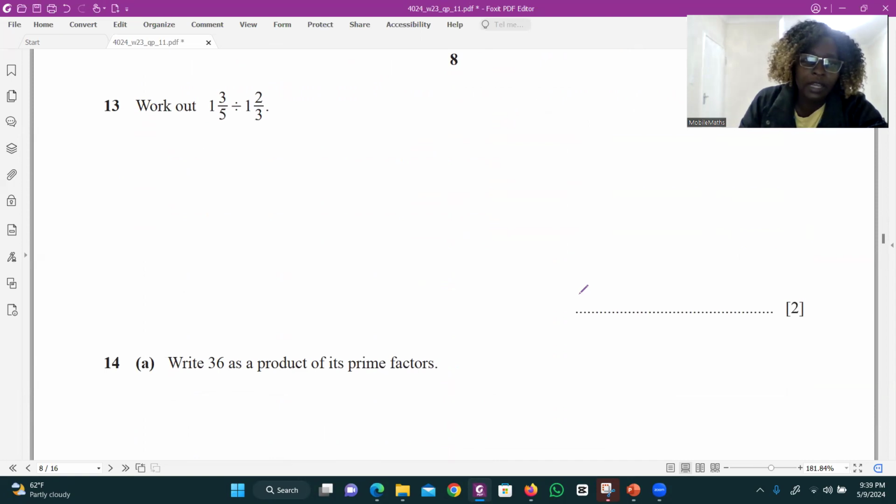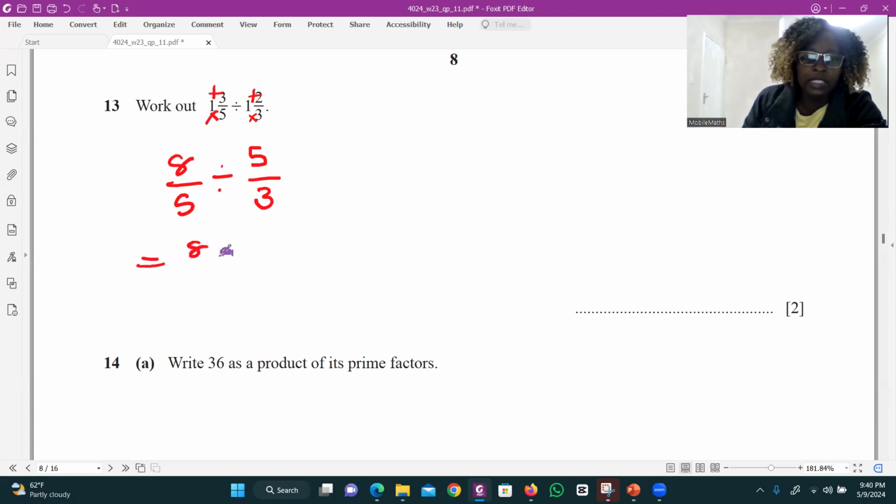Work out 3/5 divided by 1 and 2/3. So let's remove the mixed fractions and write them as improper fractions. So we are multiplying here, adding, multiplying and adding. 1 times 5, that's 5 plus 3, that's 8/5 divided by 1 times 3, 3 plus 2, that's 5/3, okay? Now, to remove this sign of division, we simply multiply.